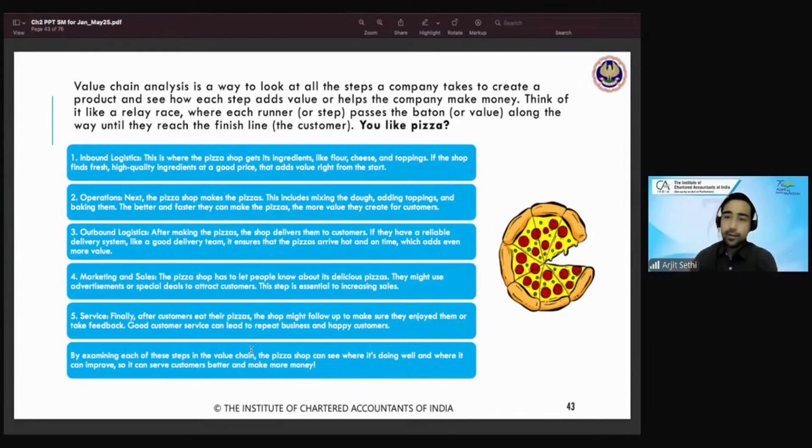And that is why my friend Domino's charges more money. A random pizza shop in your locality would charge 400, 450 rupees for a pizza. Domino's charges 600, 700, 800 rupees. Why? Because value chain analysis. They have that. They do that. That's why they charge more money.